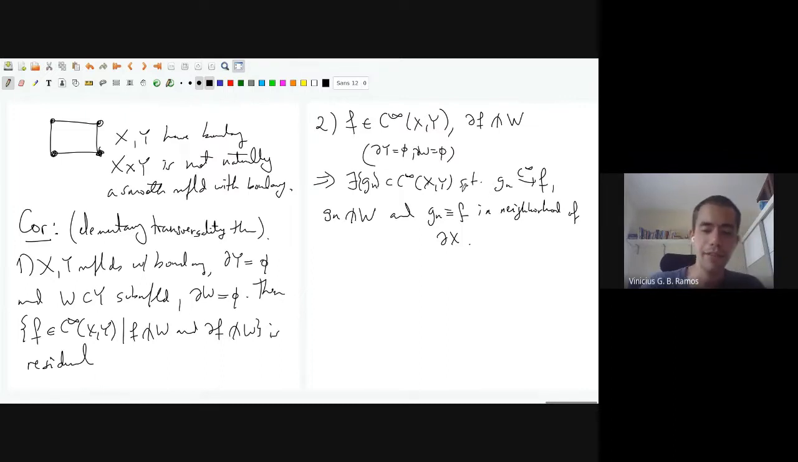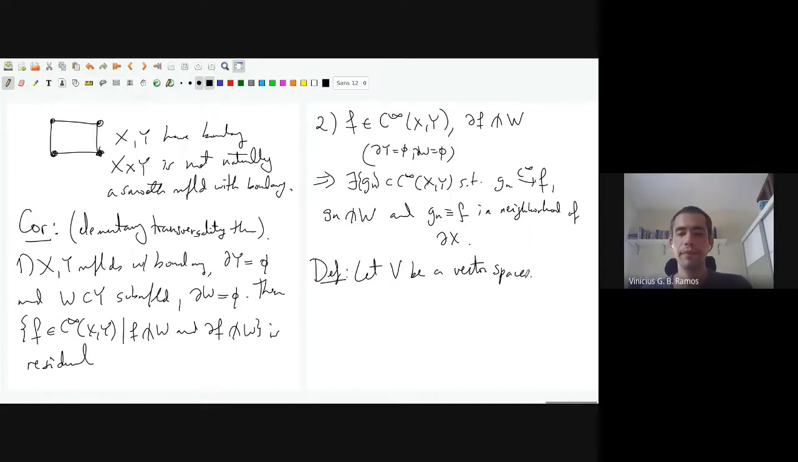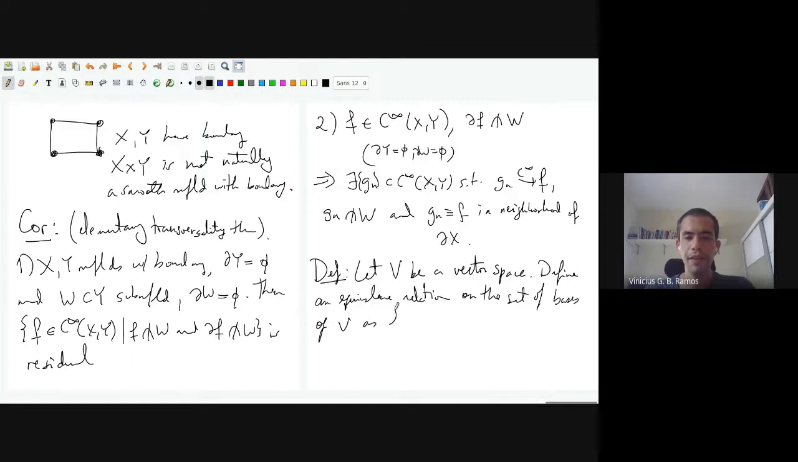Now, talking about orientation. This is something that you probably have seen at some point, but there are different ways to see it. So again, I'm going to recall what an orientation is and say some words. First of all, an orientation for a vector space. Let V be a vector space. Define an equivalence relation on the set of bases of V as follows.